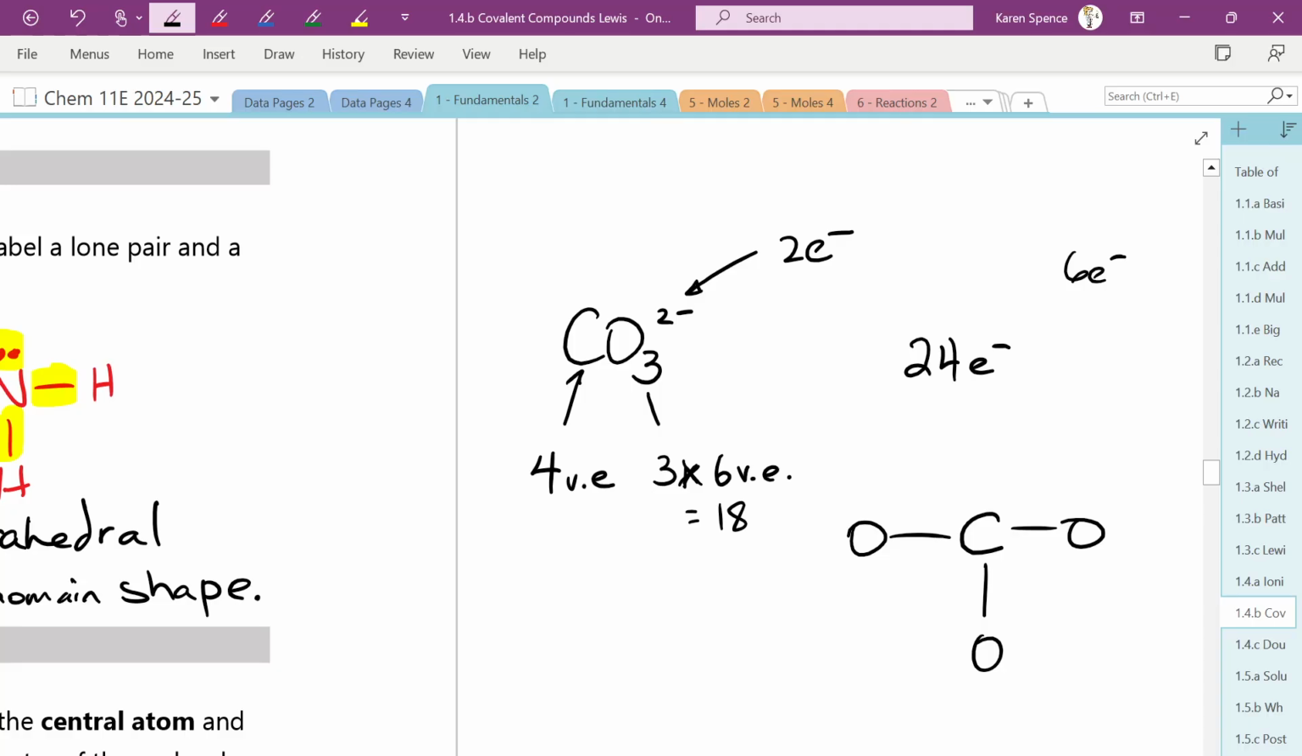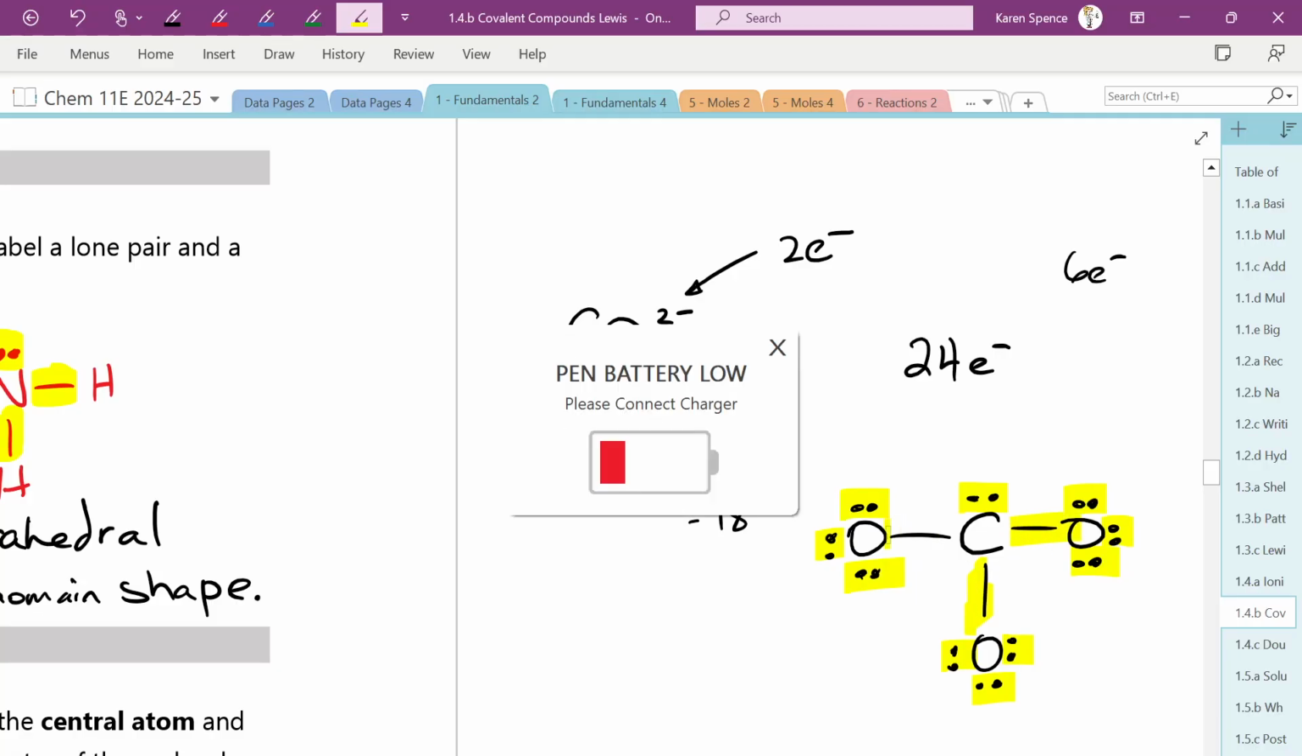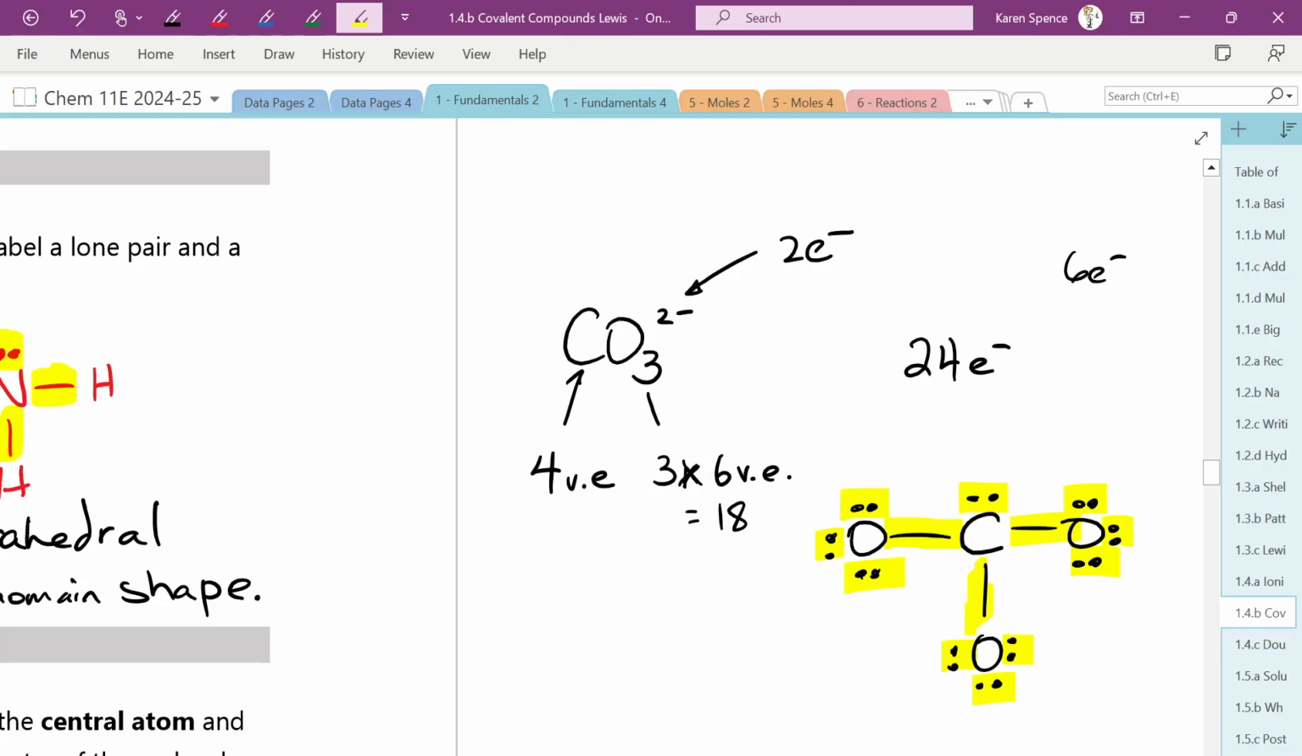And then what I do is I go around and I say, okay, I'm just going to give everybody 8. Everybody's going to have 2 electrons on each side of it, top, bottom, left, right. And now I count up my electrons. I've got 2, 4, 6, 8, 10, 12, 14, 16, 18, 20, 22, 24, 26. So that's a problem. I have 26.